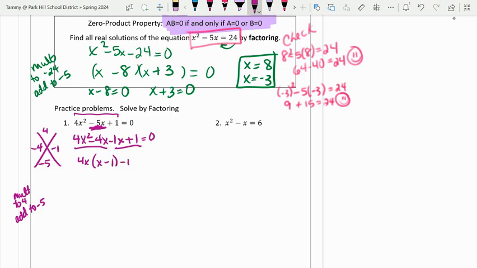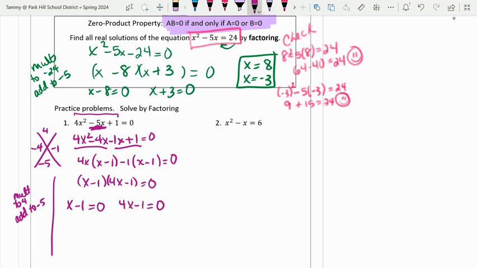Factor out a negative 1 here. So divide them both by negative 1. So negative 1x divided by negative 1 is x. 1 divided by negative 1 is negative 1 equals 0. So then this factors to x minus 1 and 4x minus 1 equals 0. Then set each of those to 0. So x minus 1 equals 0, and 4x minus 1 equals 0. So x equals 1, and x equals 1/4.